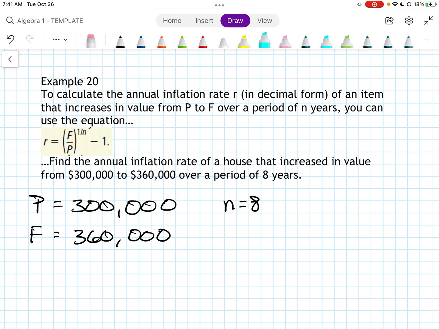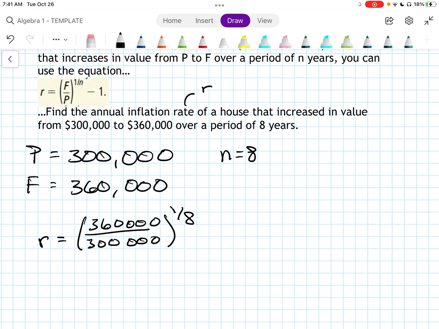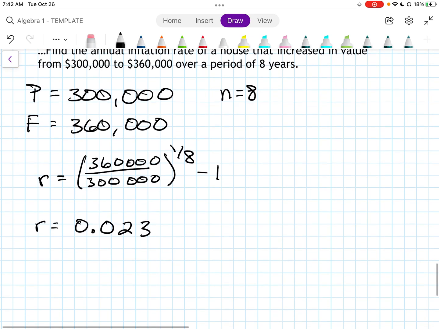So it wants us to find the inflation rate R, right? All we're going to do is plug into that formula. So R equals F, 360,000, over P, 300,000, and then it's 1 over N, so 1 over 8, and then minus 1. Well, you can just type that in a calculator and it will give you R equals 0.023. That's written in decimal form, and to convert it to a percent, you move the decimal point 2 spots, so this is 2.3, and then you put a percent symbol after it.